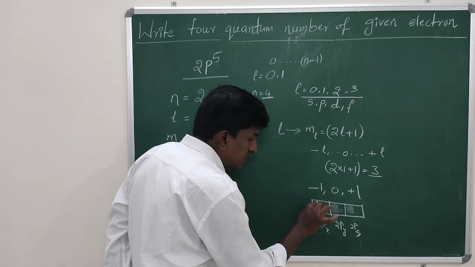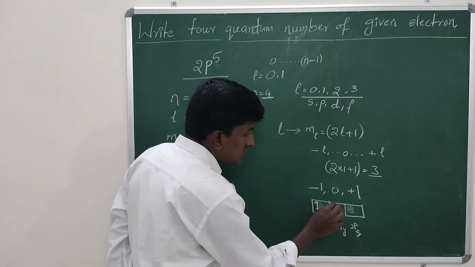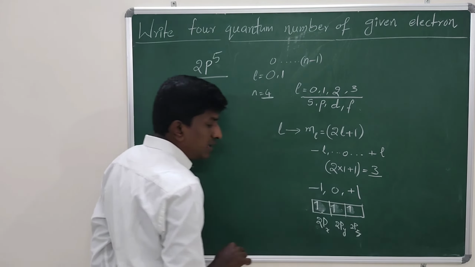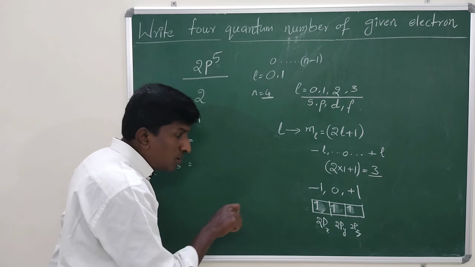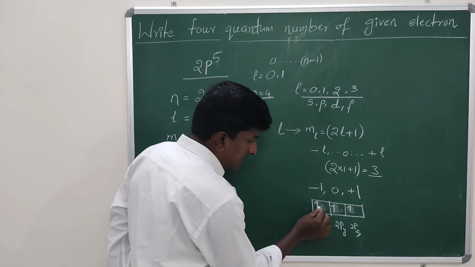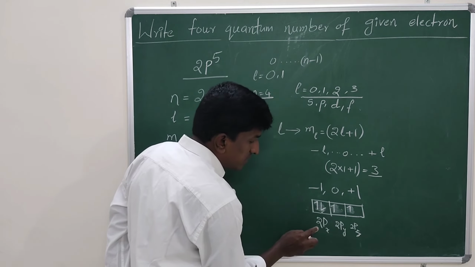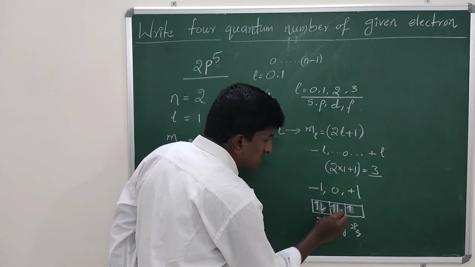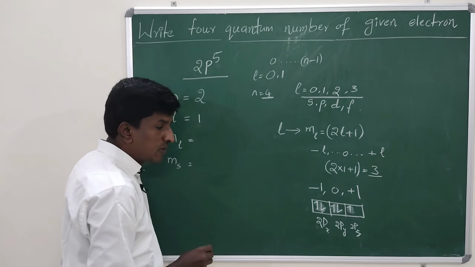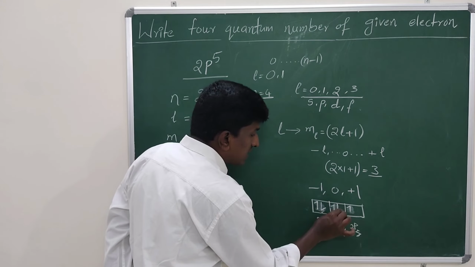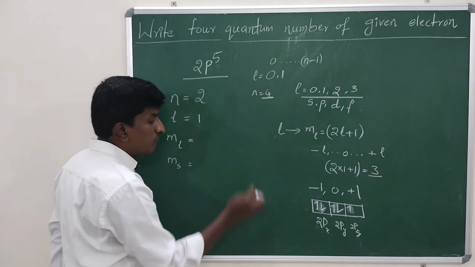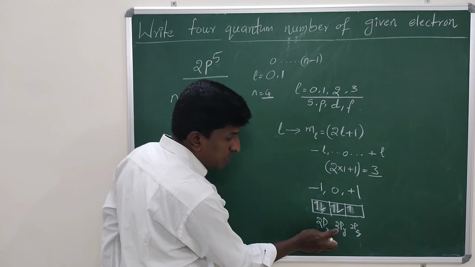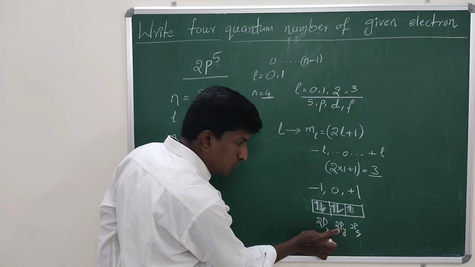So first we need to fill one electron in 2px, a second electron in 2py, and a third electron in 2pz. Now pairing should start. Then the 4th electron is filled into 2px and the 5th electron is filled into 2py. The 5th electron is filled in 2py.